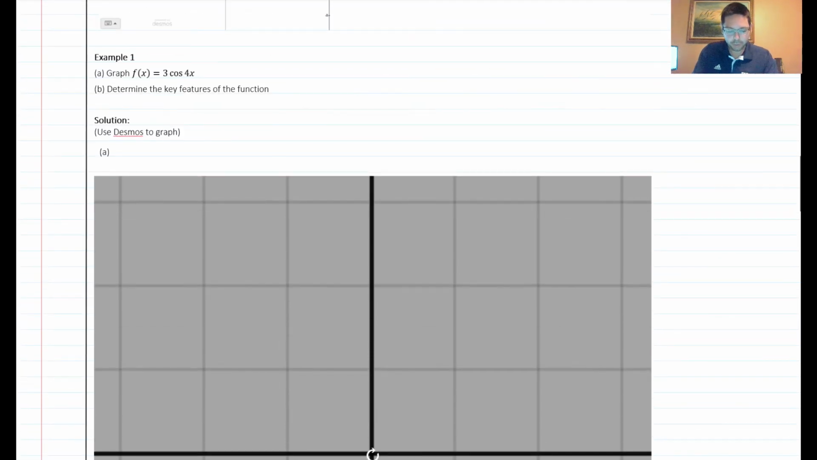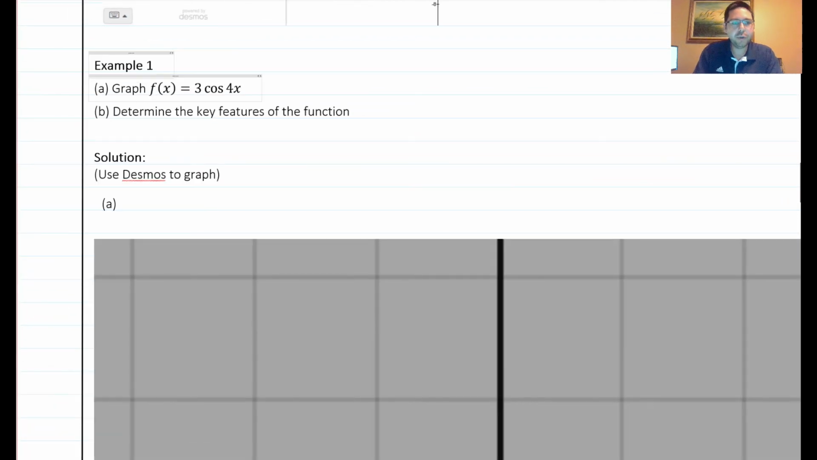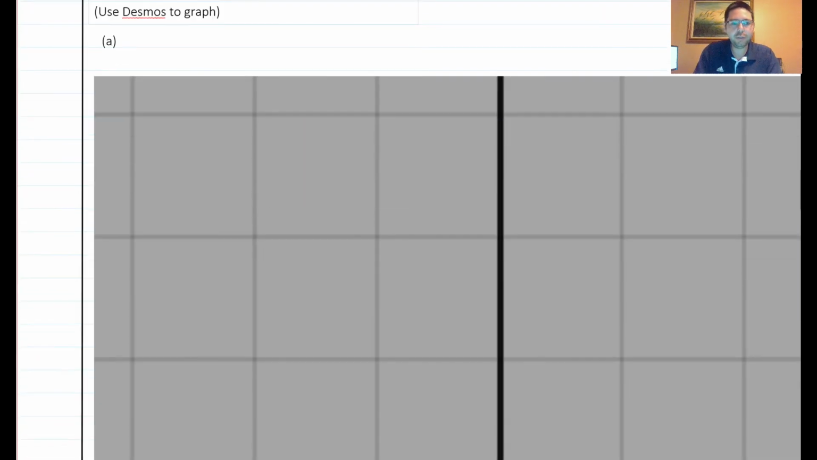So let's look at an example, because I want to make sure you guys know how to graph. What you're going to do is go on Desmos.com or the Desmos app, and that'll help you graph sine and cosine functions. That's all I want you to know how to do, just to be able to graph using technology. So you're going to be using Desmos. Let's say we want to graph this function right here, 3 cosine of 4x.